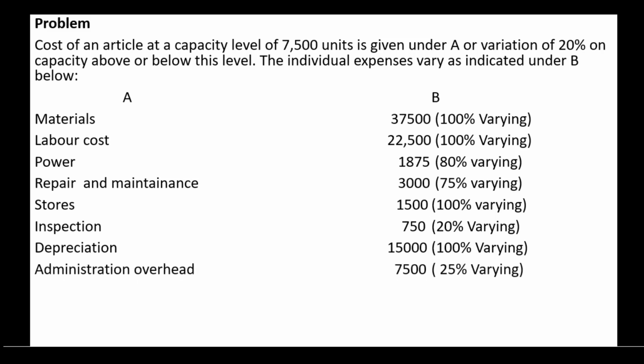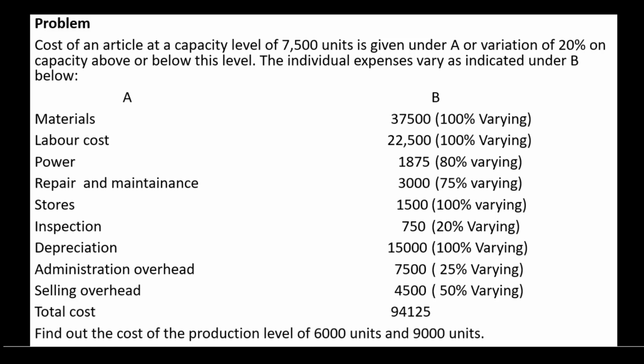Administration overhead 7,500, 25% varying. Selling overhead 4,500, 50% varying. Total cost 94,125. Find out the cost of the production level of 6,000 units and 9,000 units. So this is the problem.